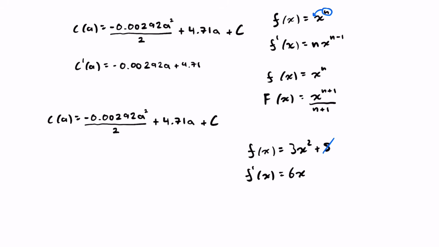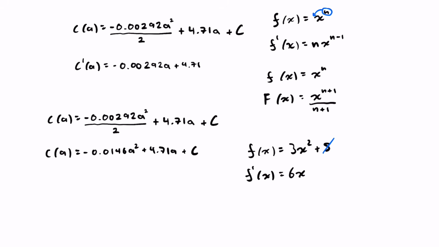So c of a is equal to, dividing by 2, this would be negative 0.0146 a squared plus 4.71 a plus our unknown constant. Okay, so looks good so far. What do we have now? We've got some cost function. We have cost, area, and then some unknown.